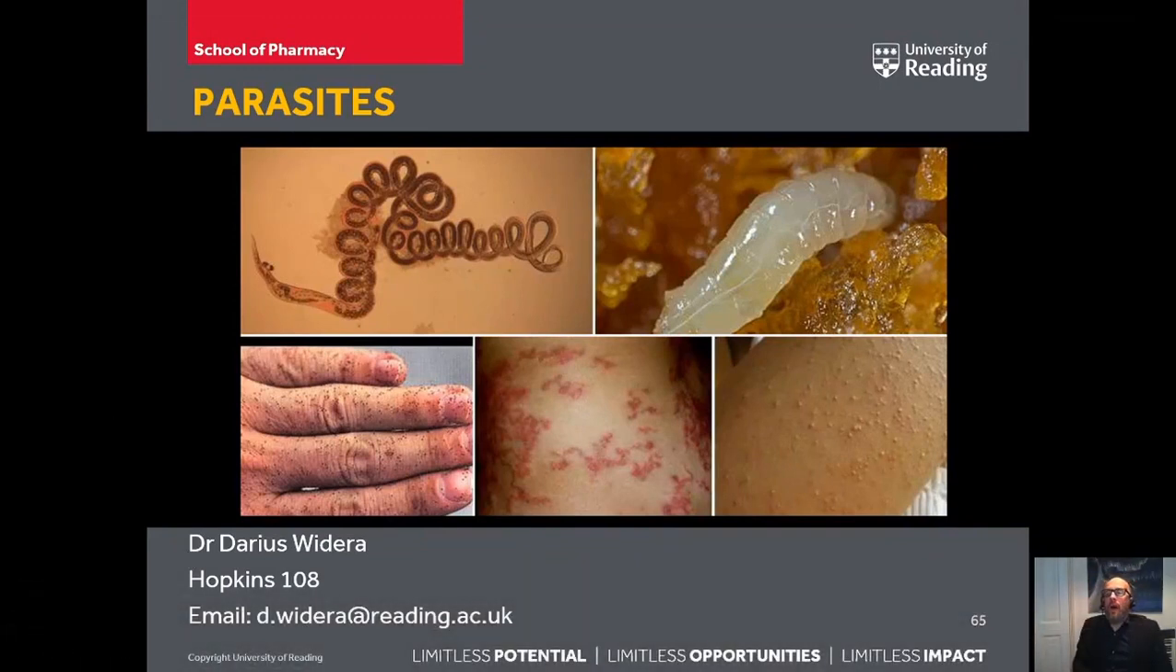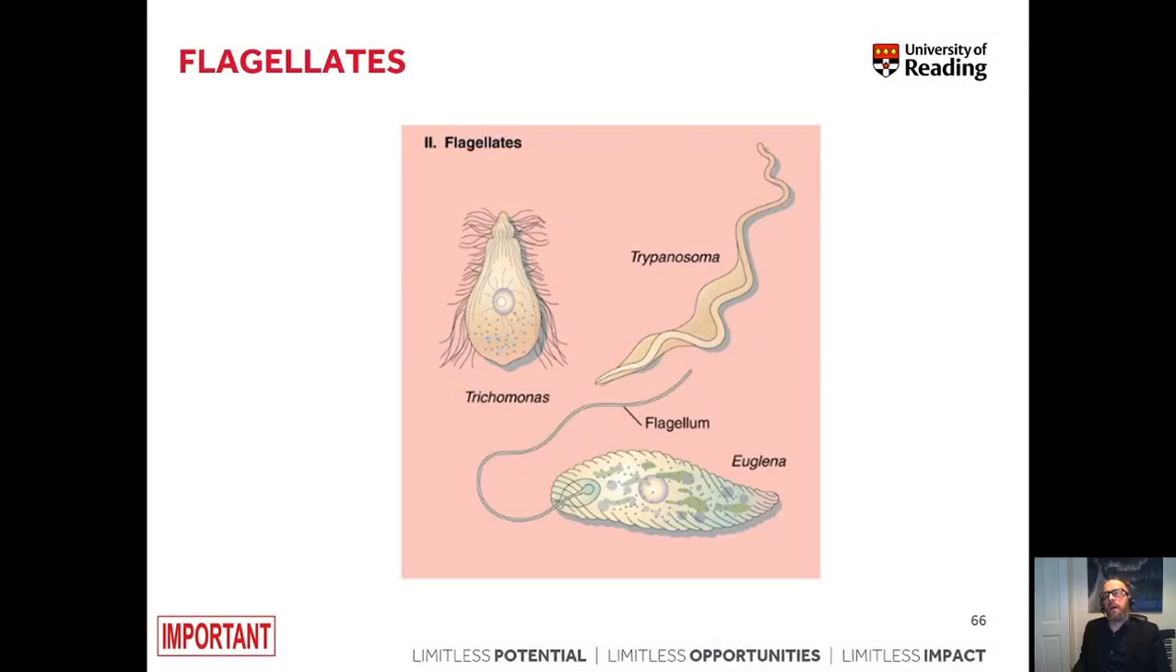Welcome back to our lecture on parasites. After looking a bit closer at amoebas, let us have a look at the second type of protozoas that can be parasites in the human system, namely flagellates.